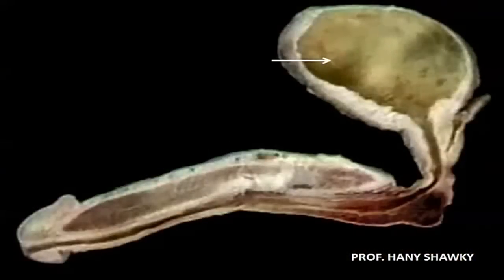Again, this is the urinary bladder. This is the prostatic urethra running inside the prostate. This is the ejaculatory duct, which joins the prostatic urethra from behind. This is the membranous urethra, which lies in the perineum. And this is the penile urethra running in the corpus spongiosum of the penis.